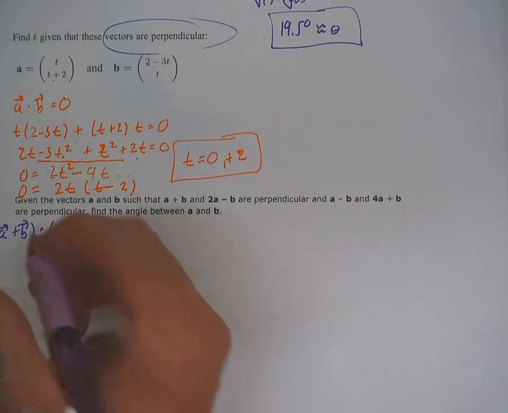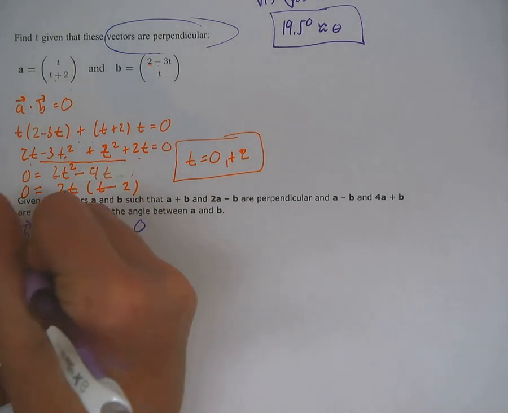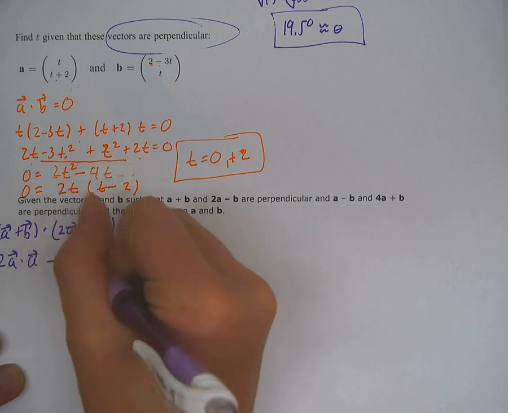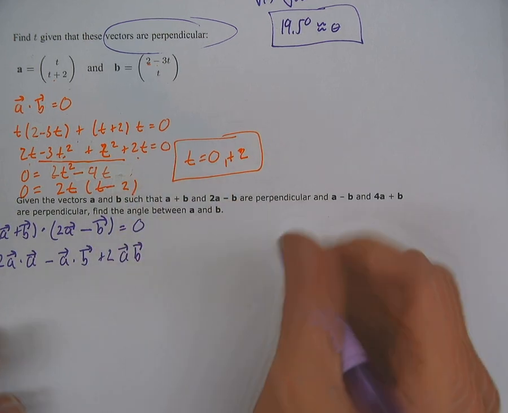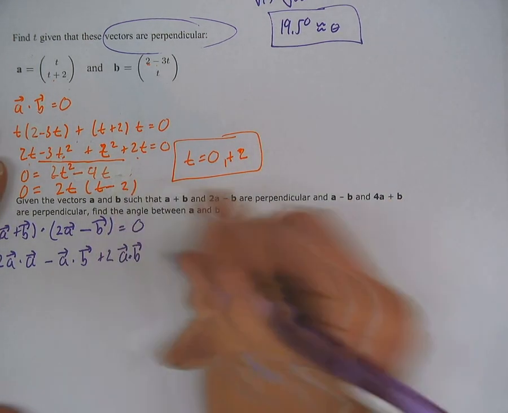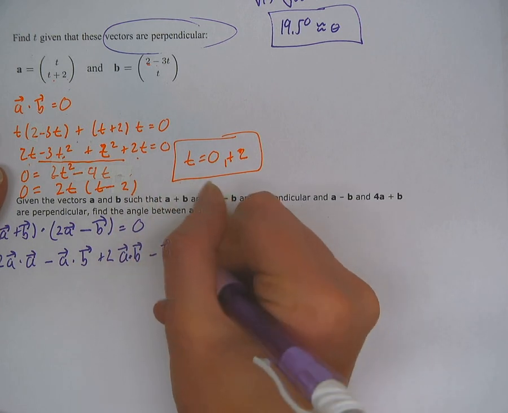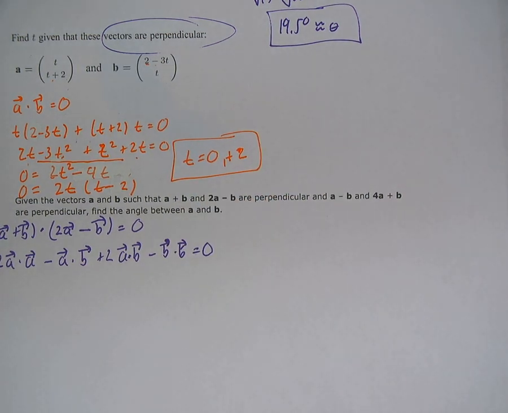So I'm going to have 2 vector A dot vector A minus vector A dot vector B plus 2 vector A dot vector B minus vector B dot vector B. So I just distributed everything and I get 0. Well, how could I simplify this down a bit? I can, of course, add these two in the middle to get 1 vector A dot vector B.